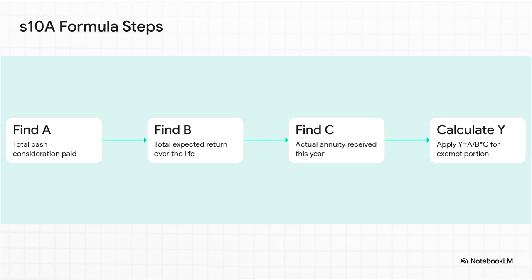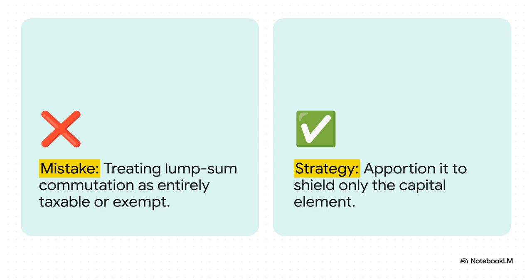Y equals A over B multiplied by C. Simply divide the total cash paid by the expected return and multiply it by this year's cash received. That isolates your exempt portion. Which brings us to a massive pitfall in the exam room, the commutation trap.